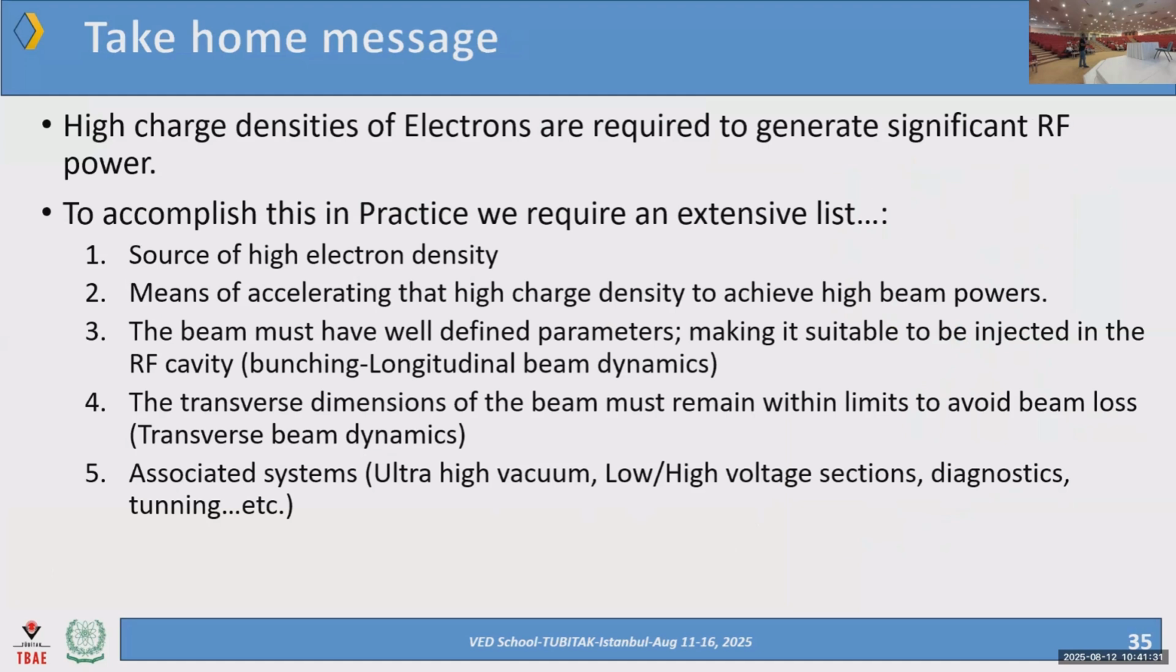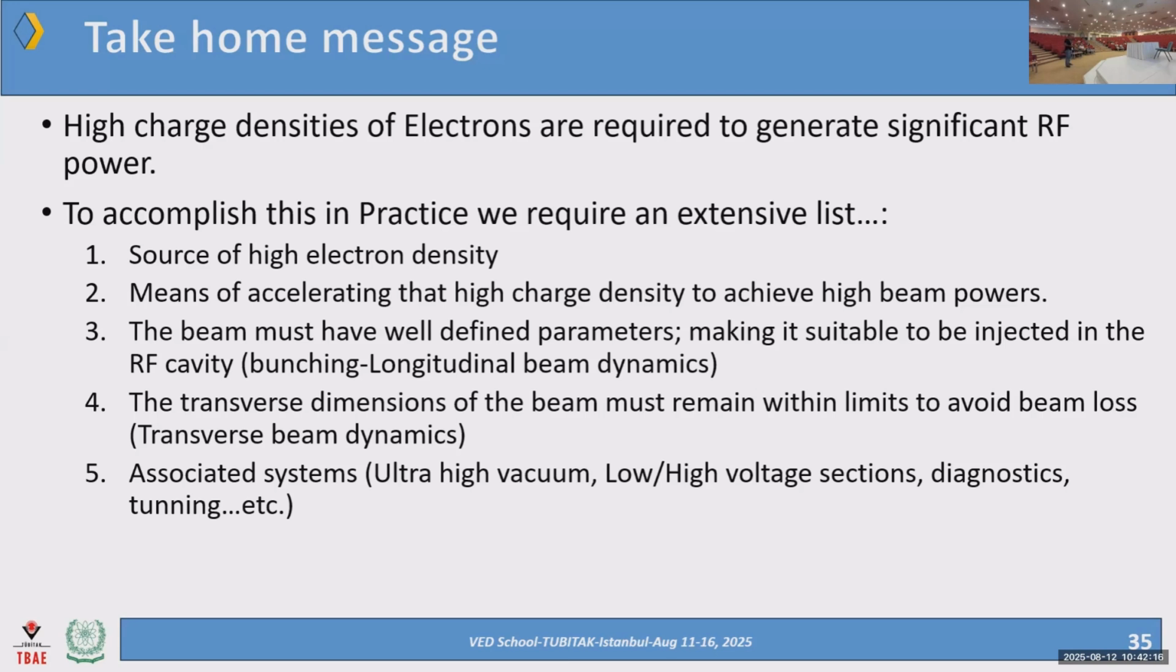Okay, so the take-home message is we need electrons. We need lots and lots of electrons if we want to have a source of electrons to generate the electromagnetic radiation. But this opens up the Pandora's box. We have to have a source with high current density, which means that high current density should be accelerated to very high power. With high power acceleration, the longitudinal bunching should be accomplished. Unless they are bunched, there's no use. It's an explosion, nothing else.